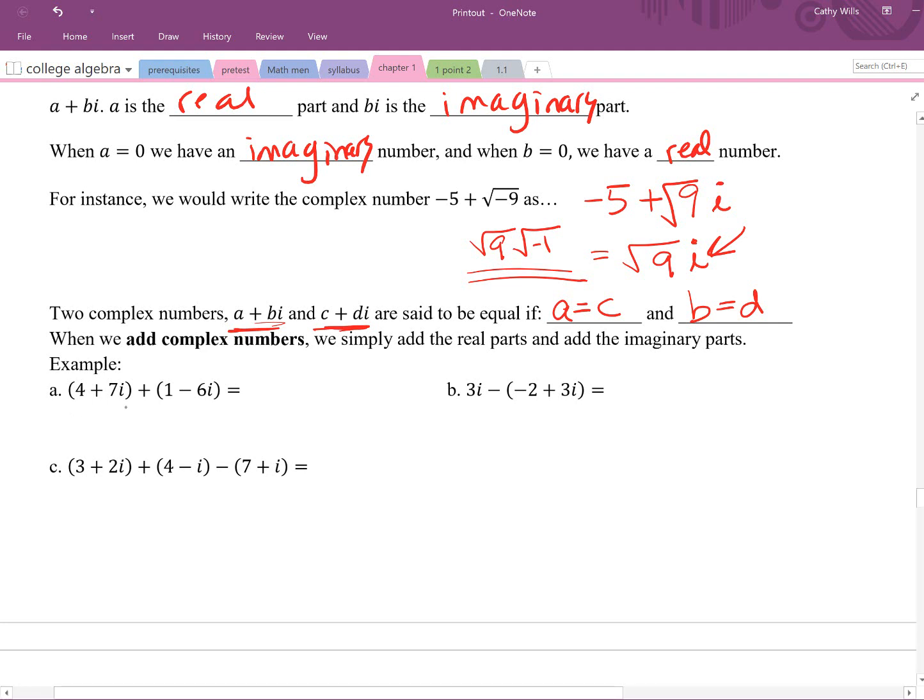So when you add two complex numbers, like in part A here, you add the real parts. 4 plus 1 is 5. You add the imaginary parts. 7i minus 6i is just 1i. So 5 plus i is what you would get there.